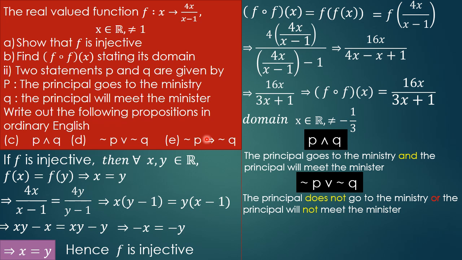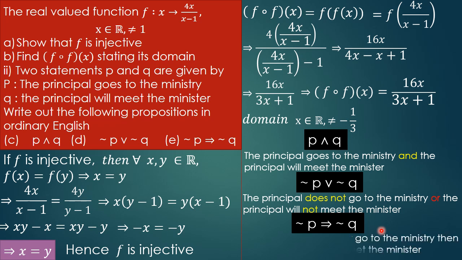So the statement is going to read that the negation of P is simply what? The principal does not go to the ministry, right? So we are going to start by saying that if the principal does not go to the ministry, then the principal will not meet the minister. So we have negation of P implies negation of Q as: if the principal does not go to the ministry, then the principal will not meet the minister.